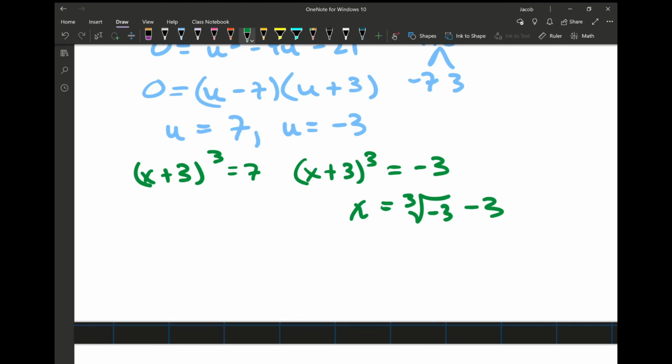But this is what you should get for your solution. And I'm leaving it not as a decimal, in its most accurate form, and you can do that as well. Alright, so there you go. I've got my solution for this equation.